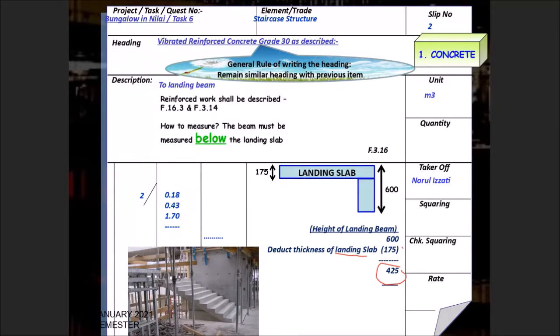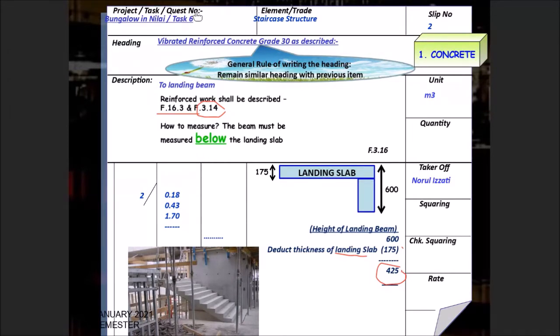The clauses are similar to what you referred to before, but we have the addition of F.3.14. Why do I put two clauses here? Because under F.16.3 you can see the word associated landing. So whatever landing must also be measured under staircase. We did not measure the landing beam under frame, because this is part of the beam.